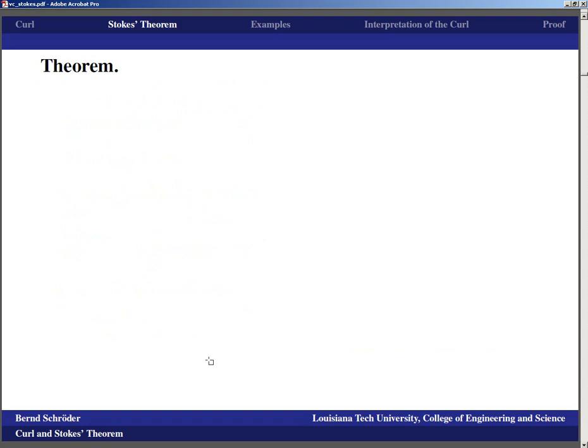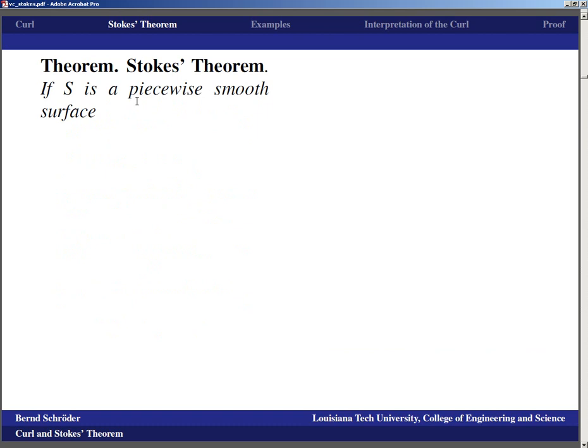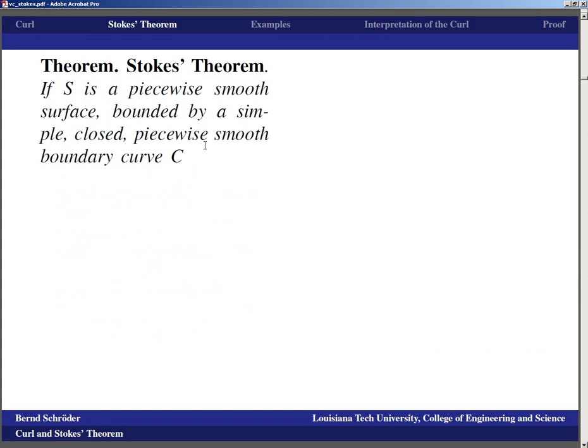With that, we can now state Stokes' theorem, which is that if S is a piecewise smooth surface bounded by a simple closed piecewise smooth boundary curve. Okay, so piecewise smooth just means we have enough differentiability conditions and all that. What we want to think about is a simple curve is one that doesn't intersect itself, and it is closed, which means that it really doesn't have open ends anywhere, which would be really hard to have open ends and still bound a surface with a curve that has open ends, right? Positive orientation just tells us how the parametrization of the boundary curve relates to the normal vector of the surface.